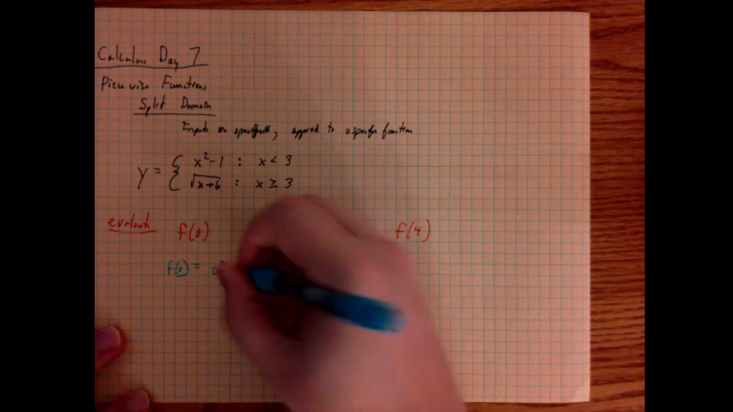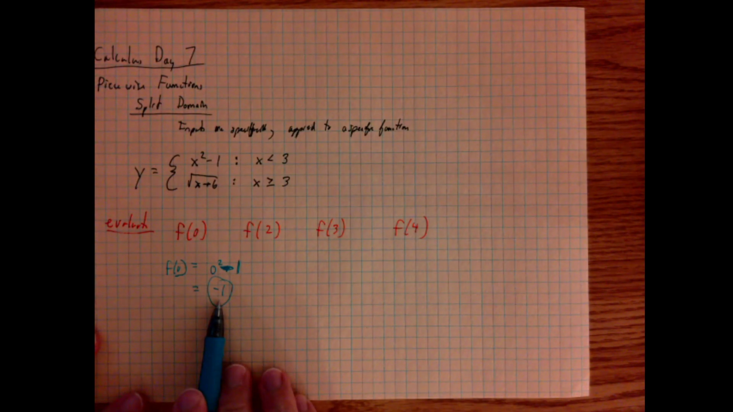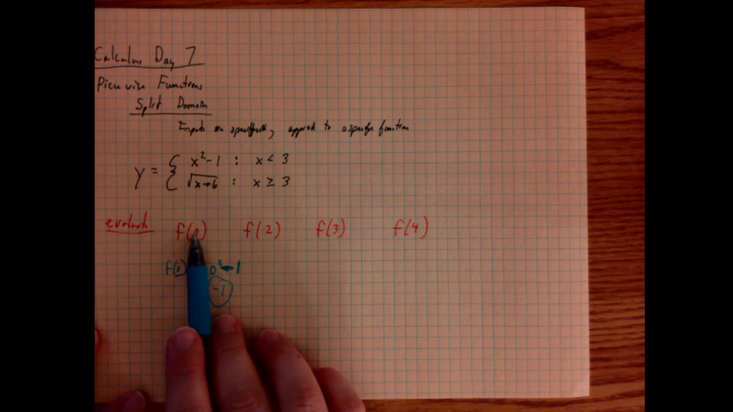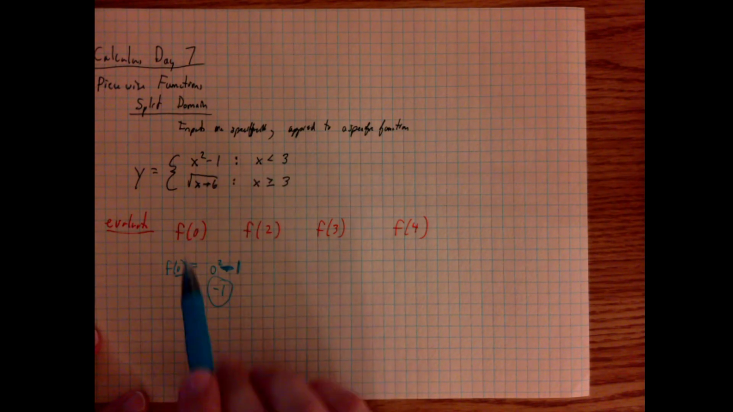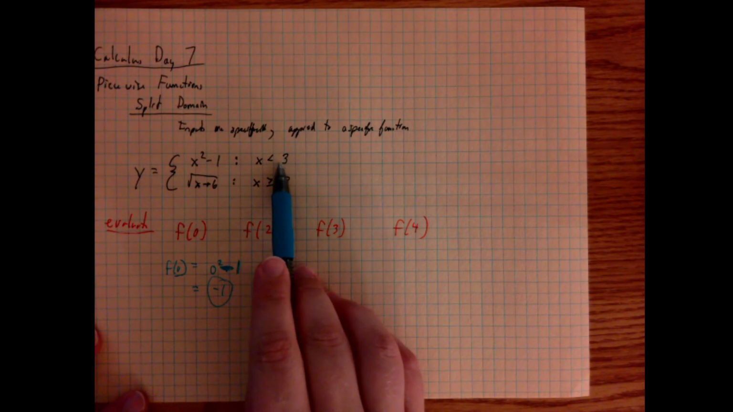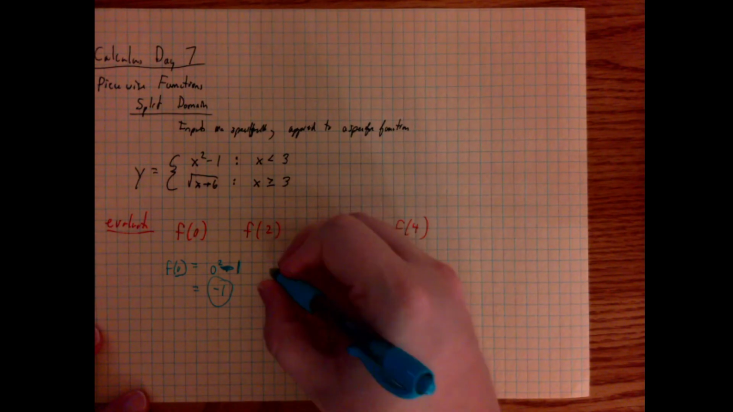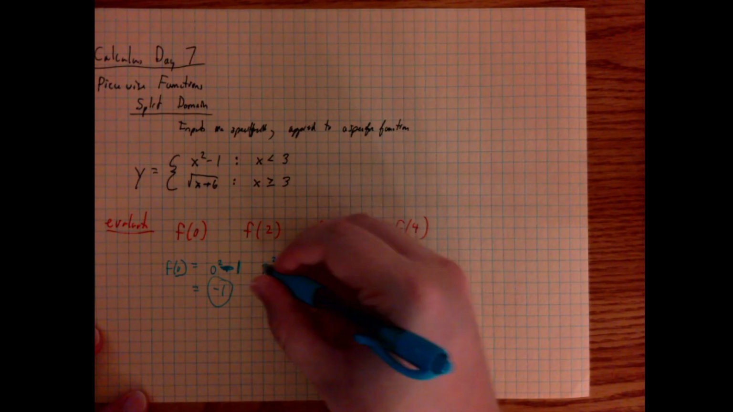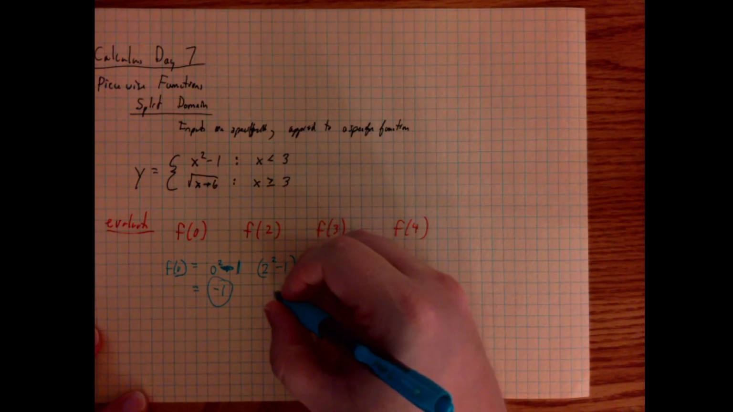0 squared minus 1, which is, of course, negative 1. And that is the only solution, because at the point of 0, only the top formula is applied, because 0 is only in the top formula's domain. At 2, you can see that 2 would also apply the top one. It'd be 2 squared minus 1. 2 squared is 4, minus 1 would be 3.